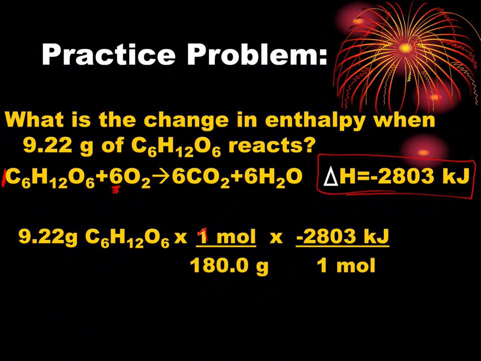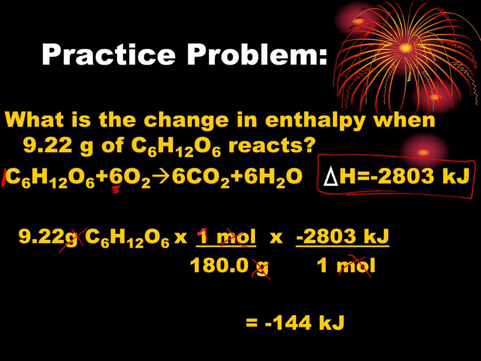And then our reaction here is, like I said, 1 mole of our hydrocarbon compound releases 2,803 kilojoules of energy. Our units of grams cancel out, our units of moles cancel out. We're left in the unit of kilojoules, and so negative 144 kilojoules. So 144 kilojoules is released when that reaction takes place. And that is it. There's your notes.